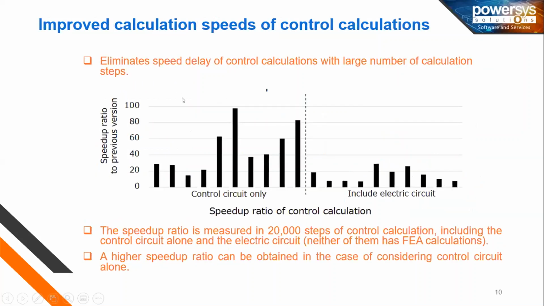And regarding the calculation speed, the speed delay of control calculation is drastically reduced in version 21 when compared to the existing versions. If we take the control circuit alone, the speed-up ratio is a bit high. If we take the electric circuit also into consideration, the speed may be somewhat lower, but compared to the existing versions, the overall speed delay of the control calculation is reduced in the new version 21.